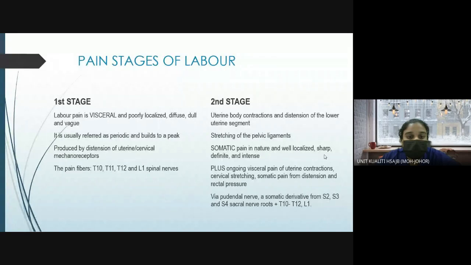Coming to the second stage, there are uterine body contractions, distension of the lower uterine segment, and stretching of the pelvic ligaments. The somatic pain is well-localized, sharp, definite, and intense. Plus there is ongoing visceral pain from the uterine contractions and cervical stretching, as mentioned in the first stage, and somatic pain from distension and rectal pressure. These are more via the pudendal nerve, a somatic derivative from S2, S3, and S4 sacral nerve roots, including the T10 to T12 and L1.